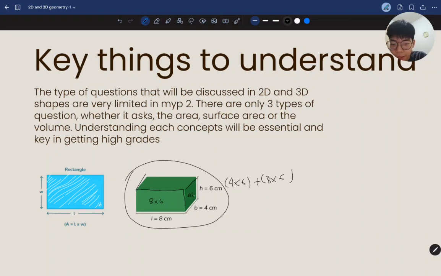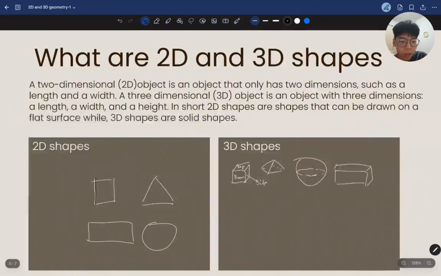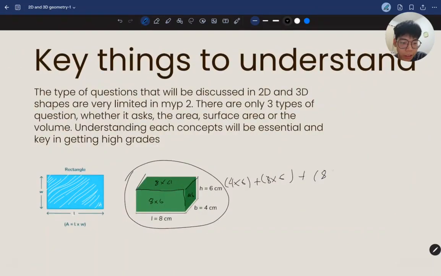And on the top, that's 8 times 4. So 24 plus 48 plus 32. But those are only three sides. There are exactly the same sides on the opposite. So we should multiply by 2, which ends up with 104 times 2, equaling 208.